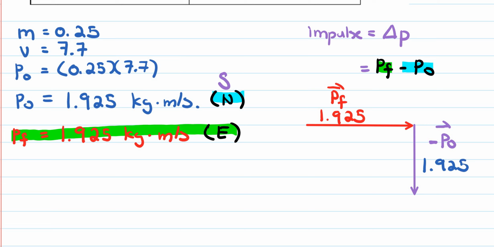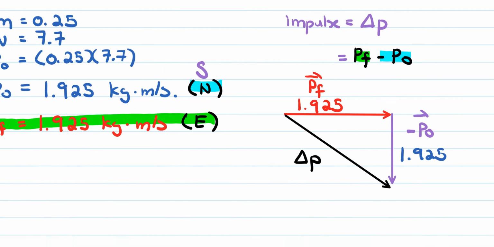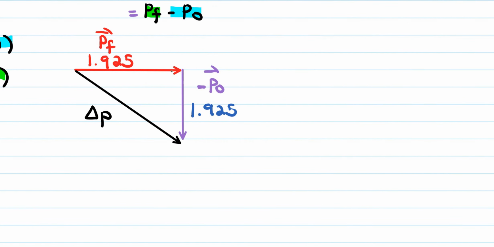Now we want to find the magnitude and direction of the impulse, which is the change in momentum, essentially the resultant vector right there. That right there is delta p. Just like the previous problems, we can create a right angle triangle, and to find the magnitude of the change in momentum, we use the Pythagorean theorem again.